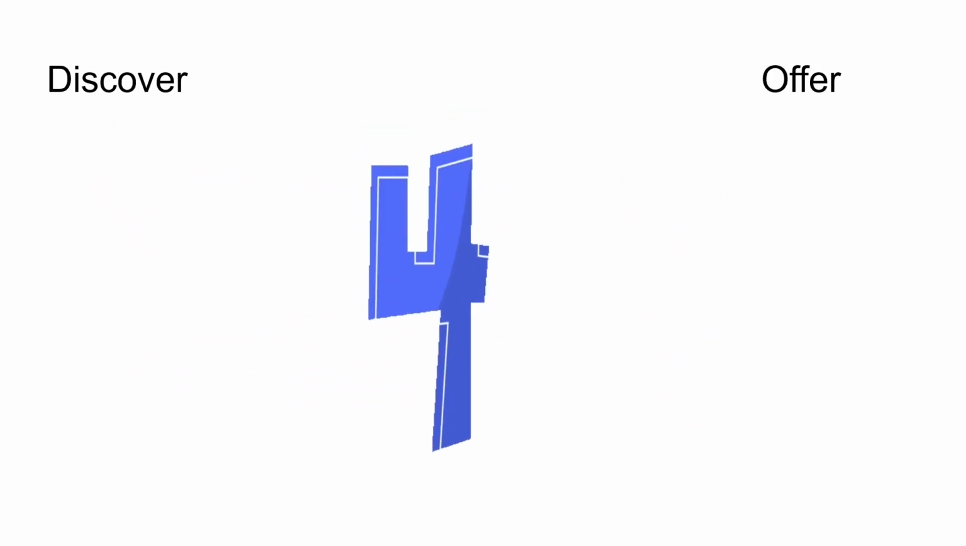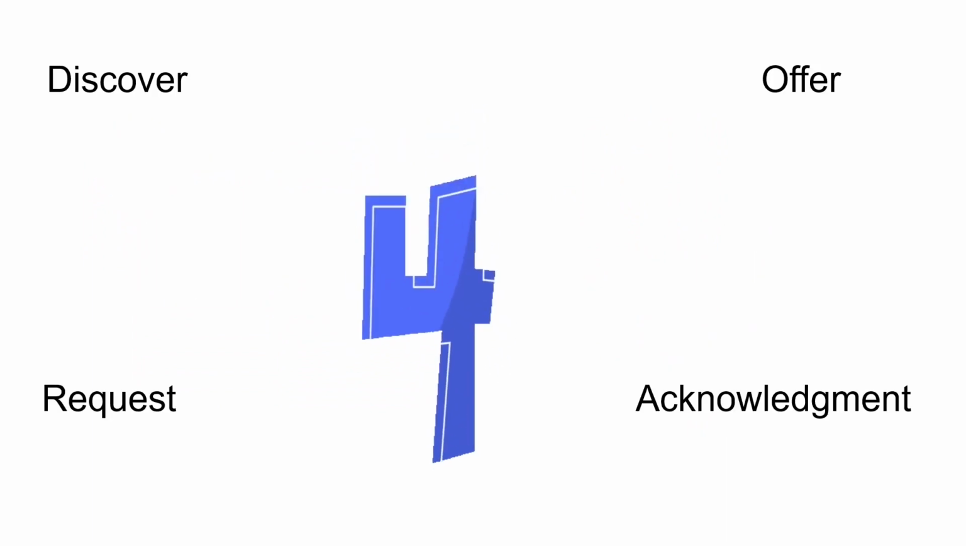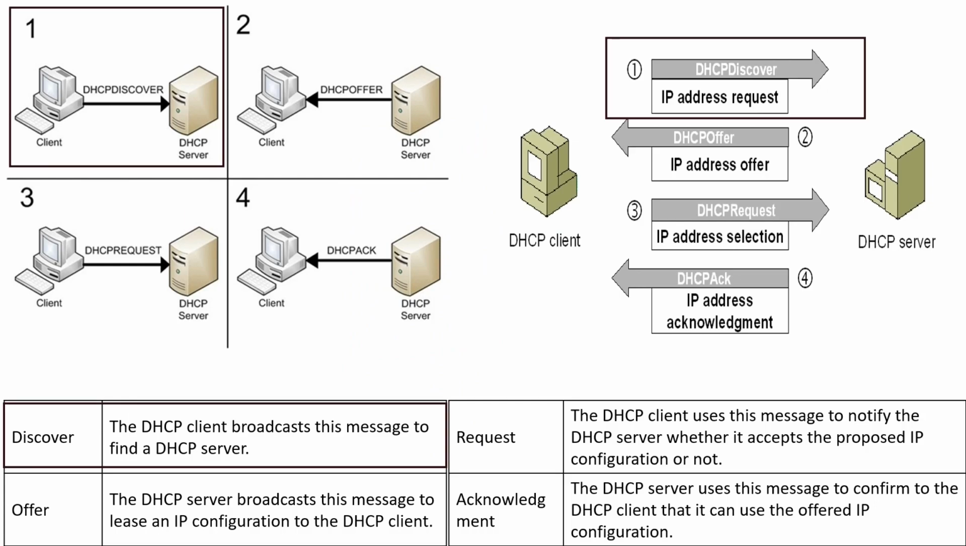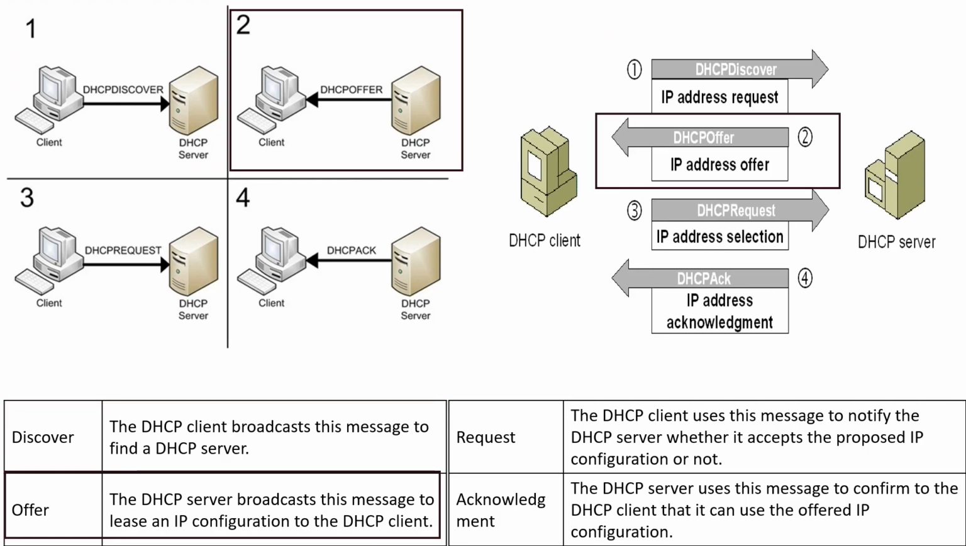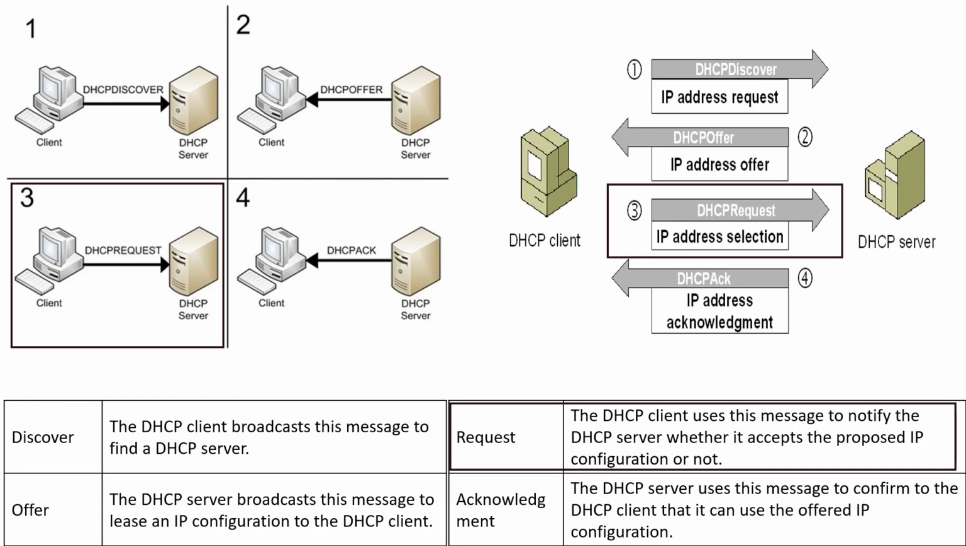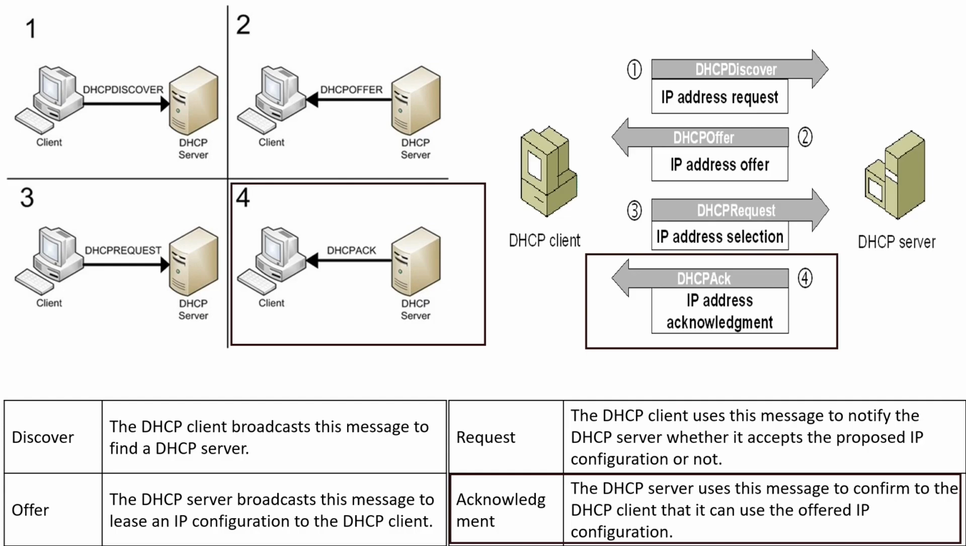This way, the process of obtaining an IP configuration from a DHCP server goes through 4 stages: discover, offer, request, and acknowledgement. In the first stage, the client broadcasts a DHCP discovery message to find a DHCP server. In the second stage, the server broadcasts a DHCP offer message that includes an IP configuration, lease duration, and the client's MAC address in response to the DHCP discovery message. In the third stage, the client accepts the offered IP configuration and sends a DHCP request message to inform the DHCP server about it. In the fourth stage, the DHCP server sends an acknowledgement for the client's DHCP request message.